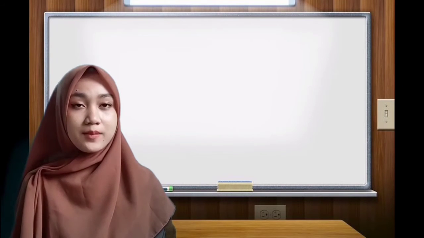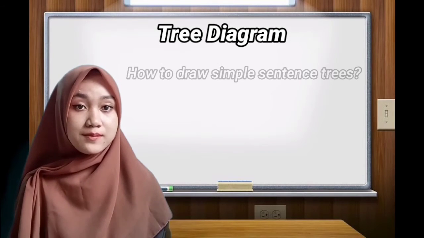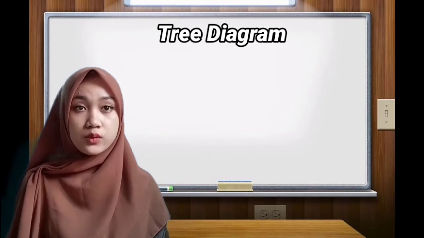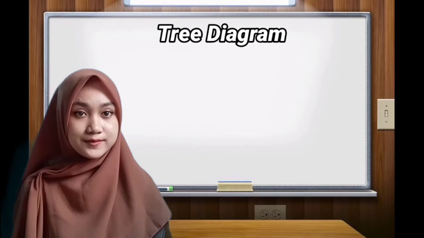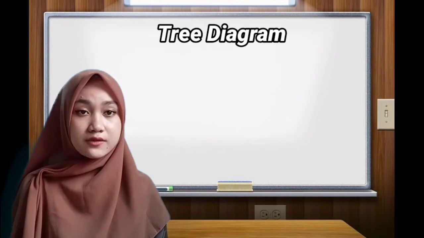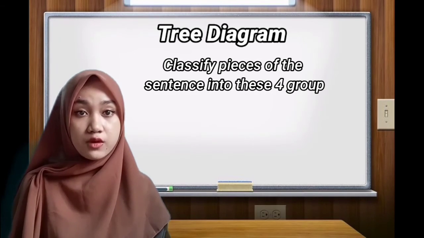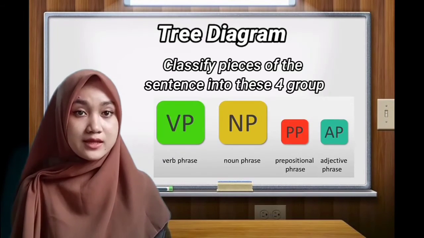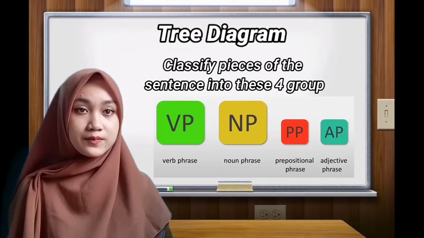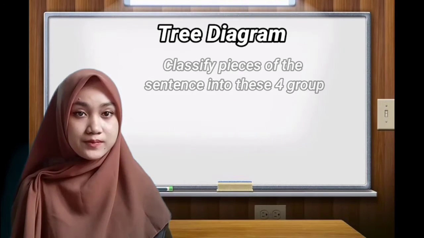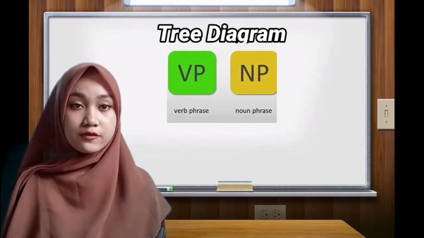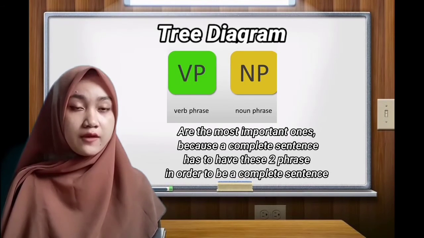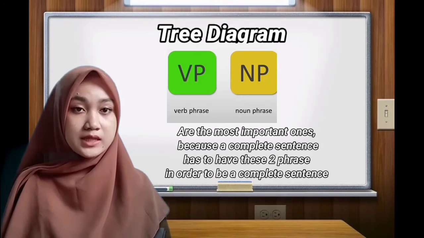Well, now let's talk about tree diagram. How to draw a simple sentence tree? Let us first take a look at what we would need for such a tree. When we draw a tree diagram, we classify pieces of the sentence into these four groups: verb phrase, noun phrase, prepositional phrase, and adjective phrase. Of these, verb phrase and noun phrase are the most important ones, because a complete sentence has to have these two phrases in order to be complete.